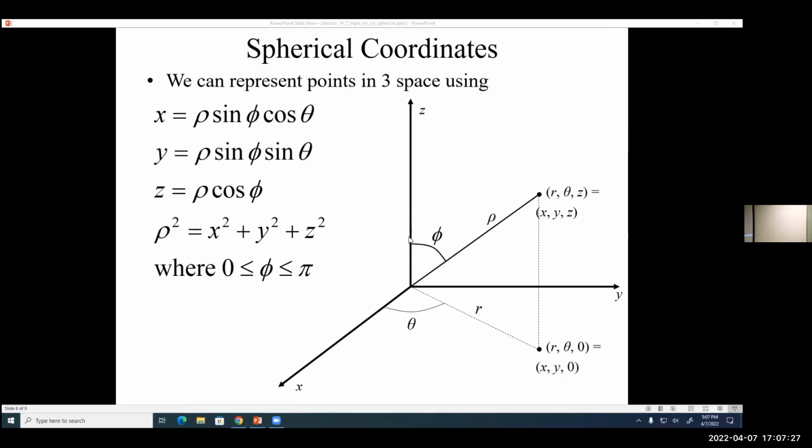Phi is the angle that is made with the positive Z axis. Phi will be bounded between 0 and pi. We'll only take it from the positive Z axis to the negative Z axis. We won't go any further because we can always rotate around with theta. We don't want to double count stuff. So phi takes rho up and down. And finally, theta is the exact same theta that it was in polar.